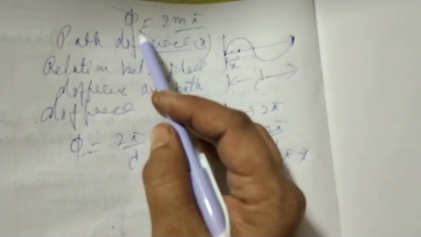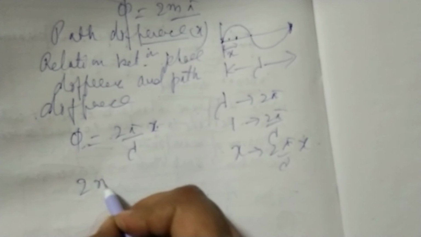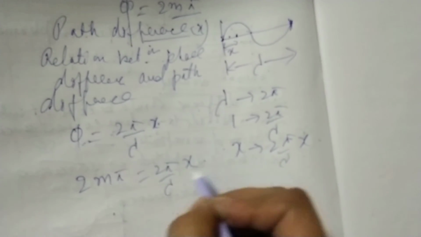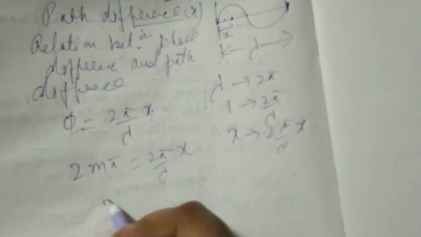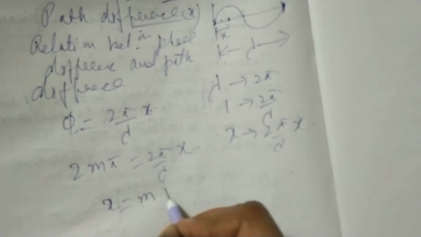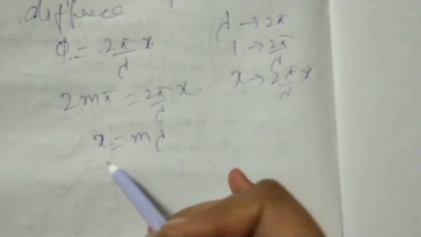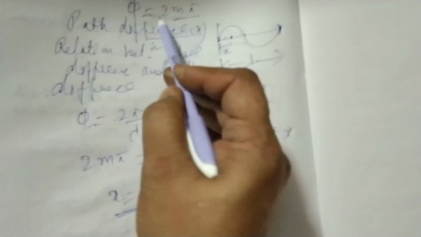Just now we have got for constructive interference phi is equal to 2m pi. So let us substitute 2 pi by lambda into x. The 2 pi cancels, so x is equal to m lambda. So when the path difference is 0, lambda, 2 lambda, and so on, we are getting constructive interference. So we have got one relation in terms of path difference and another in terms of phase difference. Okay, this is for the constructive.